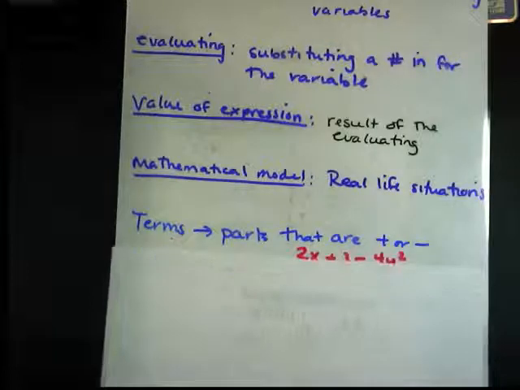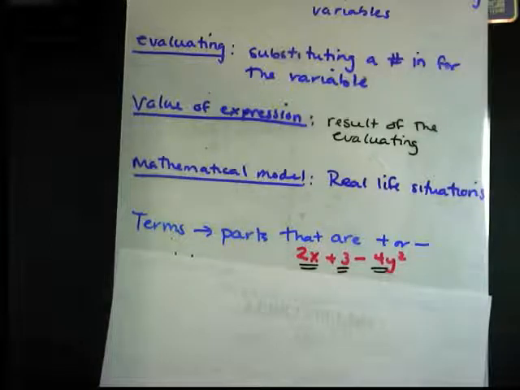Terms. Terms are the parts that are added or subtracted. They can be numbers, they can be letters, they could be letters with exponents, but they are the parts that are separated by a plus and a minus sign. So here we have 2x plus 3 minus 4y squared, and we would say there are 3 terms. 2x is a term, the positive 3 is a term, and the negative 4y squared is a term.